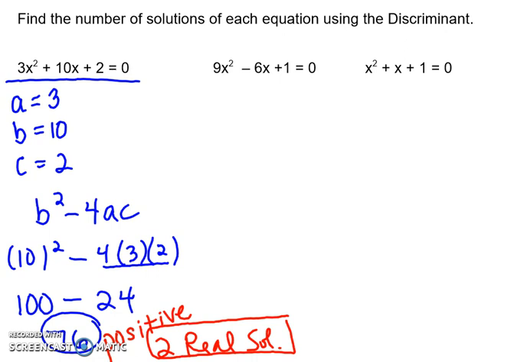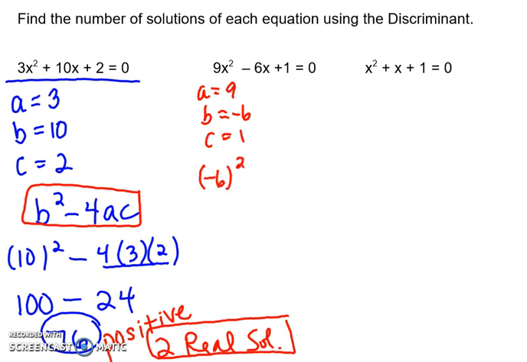Alright, so next one, it's equal to 0, so you can identify a is 9, b is negative 6, and c is 1. Go ahead and plug into our discriminant formula right here, b squared minus 4ac. So do you see how I'm putting this negative 6 in parentheses? That's really important because when we square that, we need to make sure that it's positive. That b squared will always be a positive number. So negative 6 squared is 36, and then I have a negative times a positive is still negative, and then 4 times 9 is 36, times 1 is 36. 36 minus 36 is 0. So our discriminant is 0.